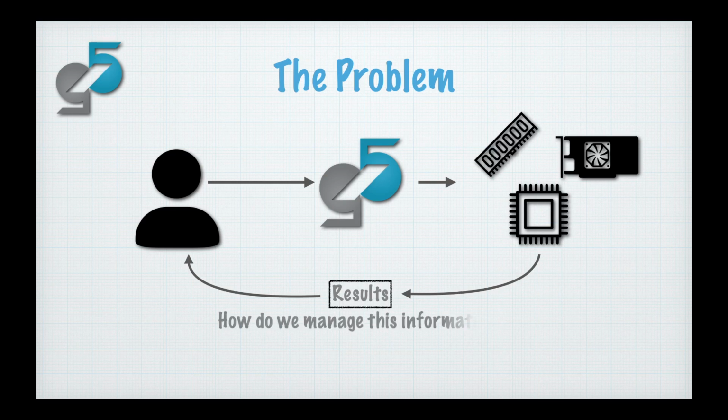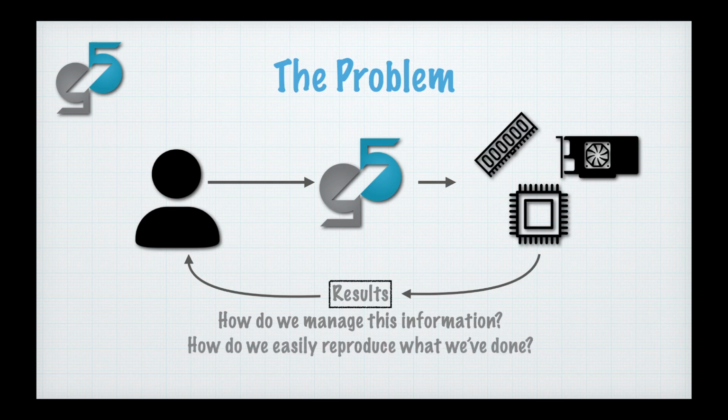The problem with this is how do we manage this information? Gem 5 is simply a command line executable. It does not provide any resources to allow you to manage the output in a structured manner. If you're going around many times, you need to map which configurations were used to obtain what results.